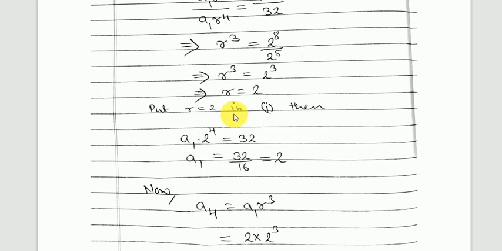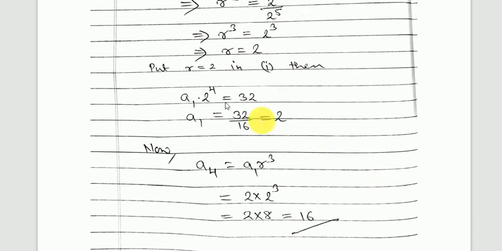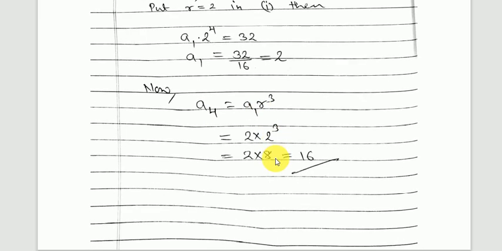Now use this r equal to 2 in either of these two equations and you can get the value of A1. I put this in equation 1, so I get A1 equal to 2. Now I know A1 and I know r, so I can find the fourth term. The fourth term will be A1 into r to the power 3. Put the values and you will get the answer. A4 equal to 16. So this is all for today.